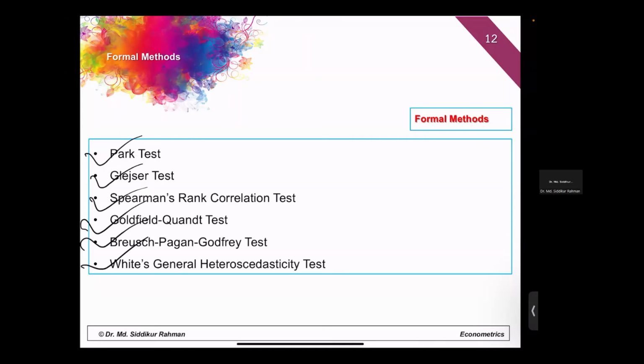Maybe we'll get a better explanation when we do the practical task, and then I will show you how to perform these tests, right? For this class, let's skip it.